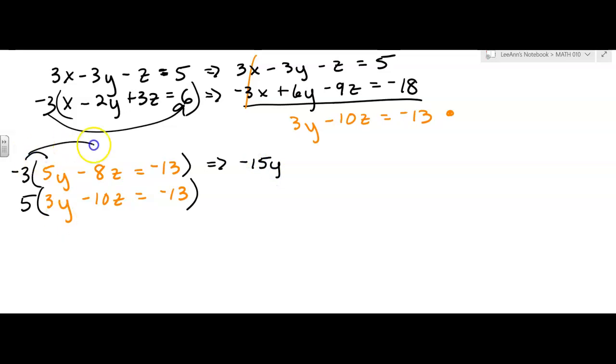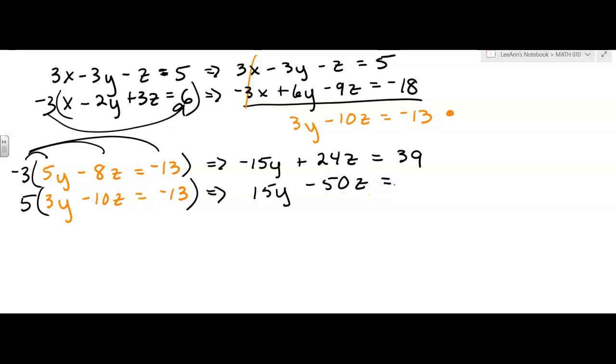Okay, but let me finish distributing up here. So I get -15y plus 24z equals 39. In the bottom equation, I get 15y minus 50z equals, let's see, negative 65. Now, you might say, well, I didn't really want those big numbers, but the larger numbers are helping us avoid fractions. So if the answer is going to have fractions, it won't pop up till the very end here.